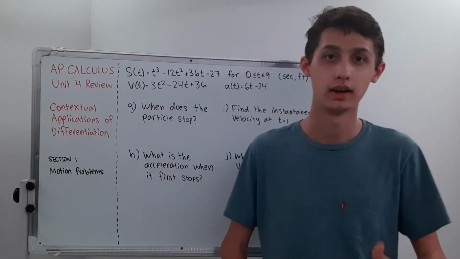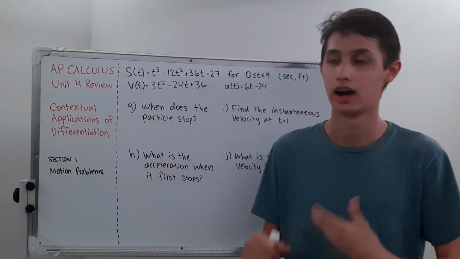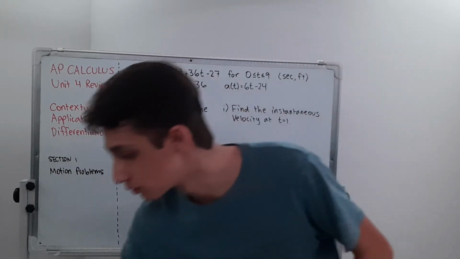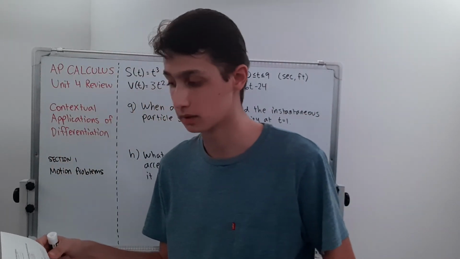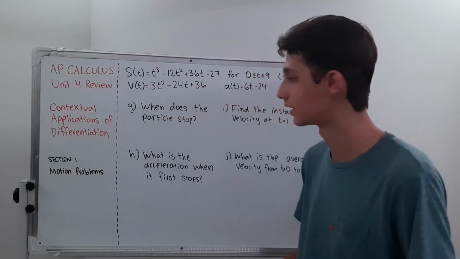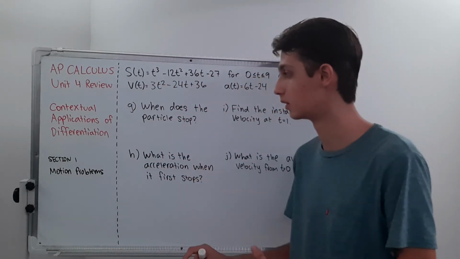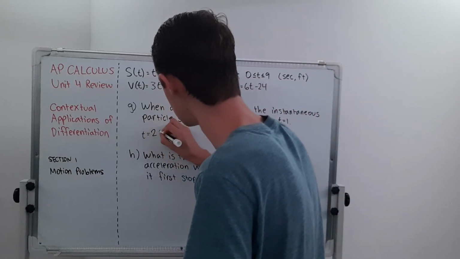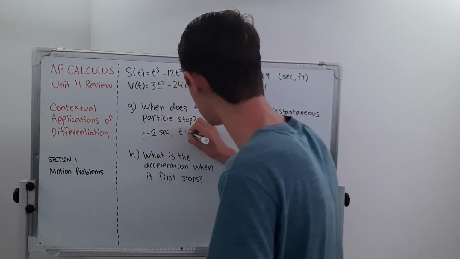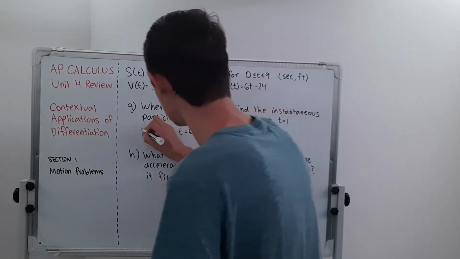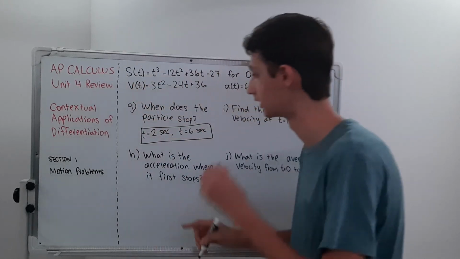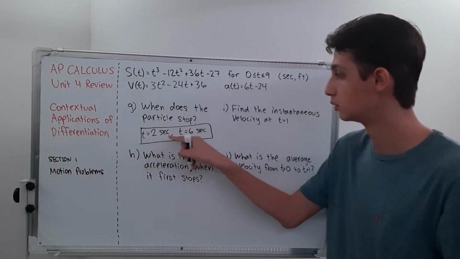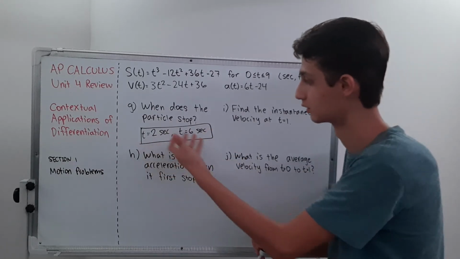Alright, so we got these last 4 questions here that are going to go by pretty quickly since we already found most of our information. So the first one is basically, when does the particle stop? And we already found that, right? Because that's when our velocity was equal to 0. And that occurs at t equals 2 seconds and t equals 6 seconds. So that is our answer, right? That's where velocity was equal to 0. That means where the particle stopped. So you can say t equals 2, 6 seconds. I just like to do it this way.